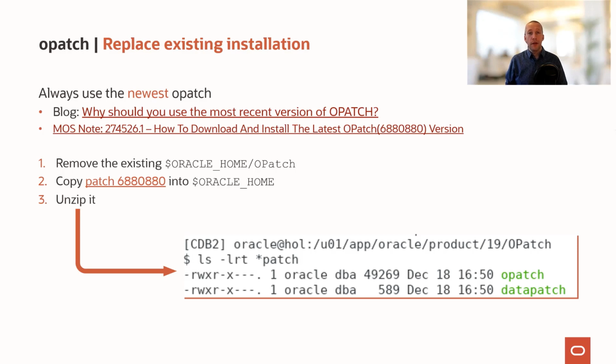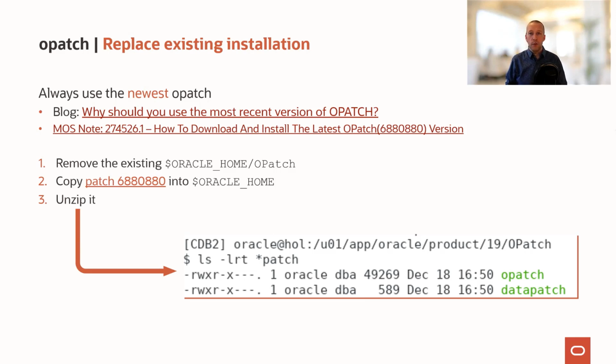I strongly recommend that you always use the latest version of OPatch. You can get it from My Oracle Support, and if you search for patch 6880880, it'll take you to a one-stop page where you can always find the latest version of OPatch for any given database release. And it's super simple to install a new version of OPatch, so there is really no excuse for why you shouldn't always update it before you apply a patch.